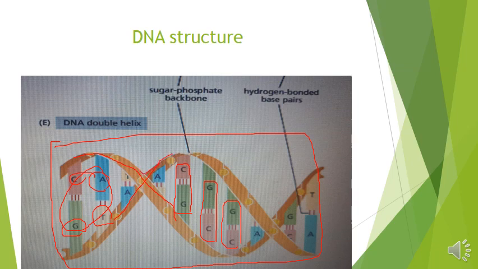In the structure of DNA, this is called a minor groove, but this groove is called the major groove. This is also important to know, this is the major groove. You can see it from the structure, right? And this is the minor groove.